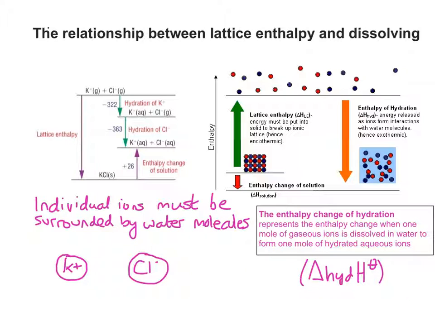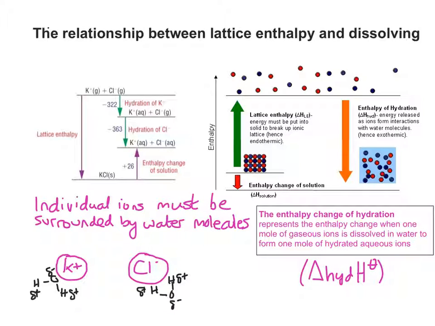So if we draw out a K plus ion and a Cl minus ion, let me quickly show you what hydration actually is. I've shown you how a water molecule could attract to the surface of a charged ion. Obviously a water molecule itself possesses partial charges, which I've included, delta plus and delta minus. You remember this from your first year of chemistry.